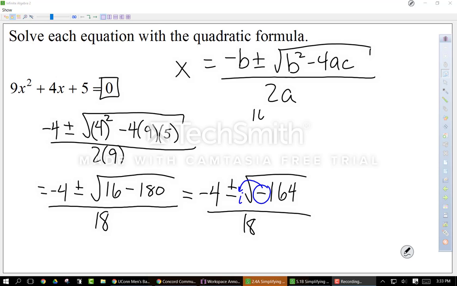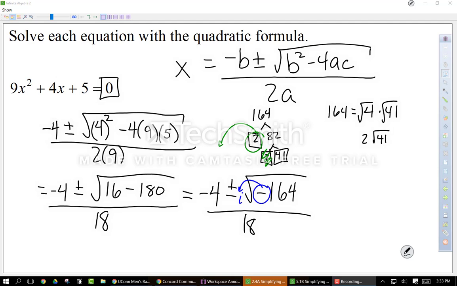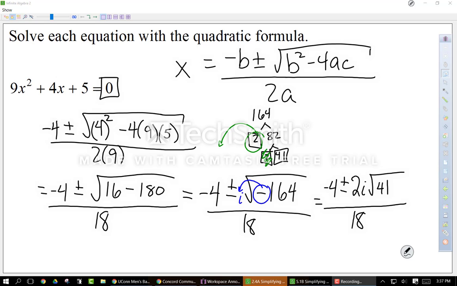So then I take the 164 and I try to factor. 2 times 82, 2 times 41, and all of these are prime, so I am done. So one comes out, the other gets crossed out. If you did it with the perfect squares, 164 is 4 times 41. So then I take the square root of both of them and I get 2 root 41. So this can be broken down as negative 4 plus or minus 2, well, 2 what? That i that we took out, root 41 over 18. So I have negative 4 plus or minus 2i root 41 over 18.